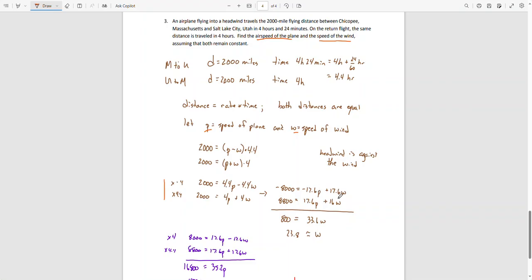17.6w plus 16w is 33.6w. And when I divide 800 by 33.6, I get 23.8 as the speed of my wind. And I'll be honest, I don't like that. I mean, wind doesn't just fly in actual miles per hour. There's decimal, right? And depending on how fine-tuned we measure our stuff. But I didn't really like that.